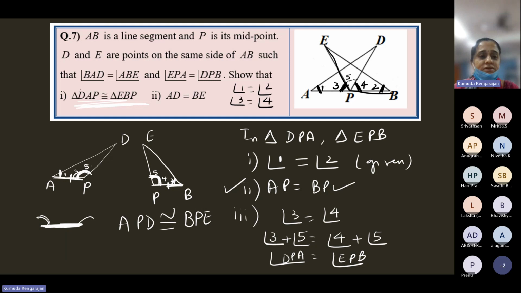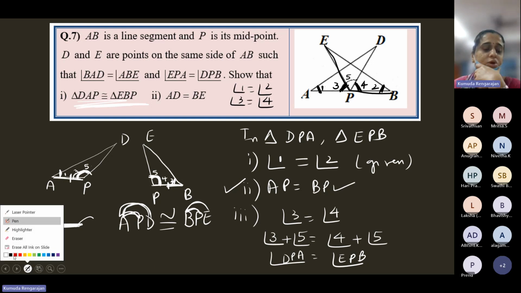But what is given in the question? In the question it is DAP. If you say DAP, then it will be EBP. That's what is given in the question. DAP, EBP. So the order in which you name the triangle is very, very important.